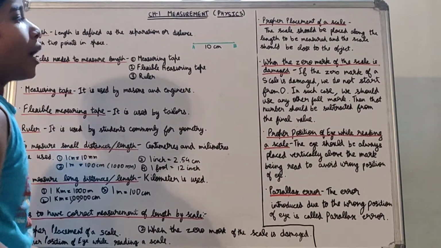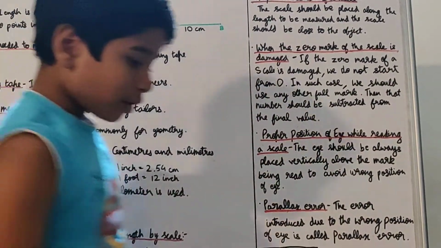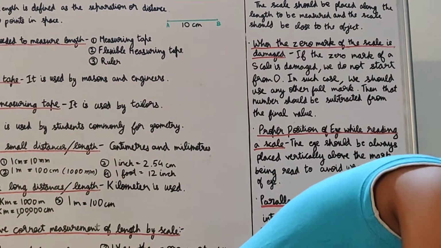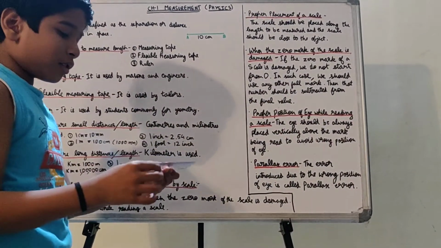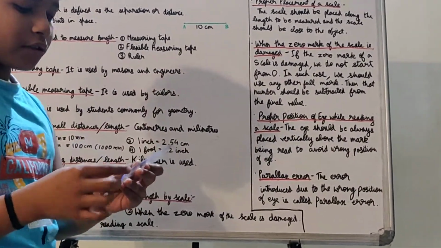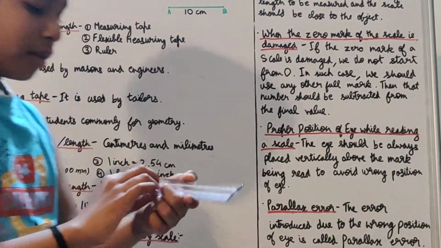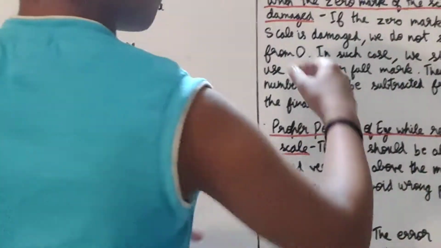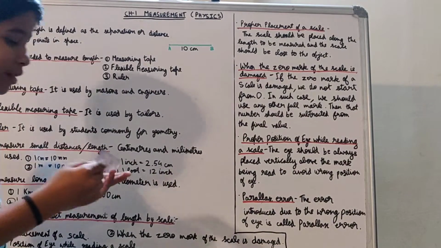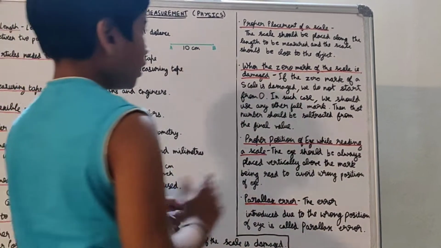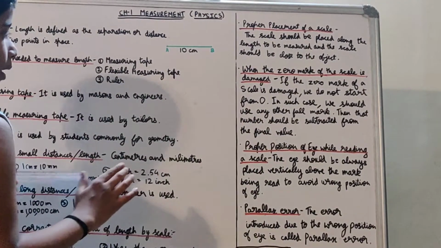Then, when the zero mark of the scale is damaged. Many times the zero mark of the scale is damaged. It's broken or it's vanished a little. In short, the zero mark of the scale is damaged. At that time, to measure a line segment, let's take an example of a line segment.